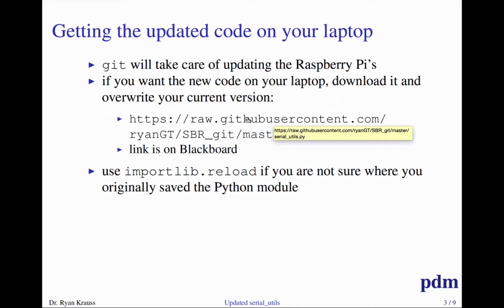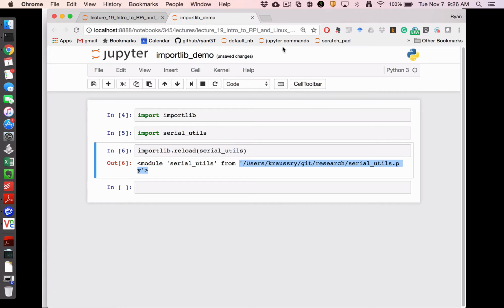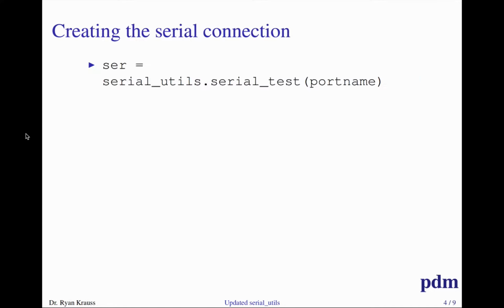So it's on Blackboard, import lib demo. What this does is by using the import lib and specifically reloading the serial utils, the output of that should be the full path of where you currently have serial utils installed. So go to the new link that's on Blackboard from my GitHub and save the new serial utils over top of wherever you had the old serial utils, and then you should have the new code on your laptop as well as on the Raspberry Pi.